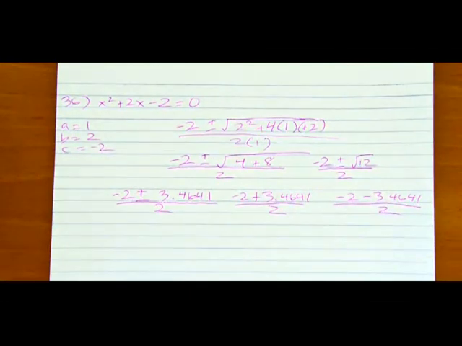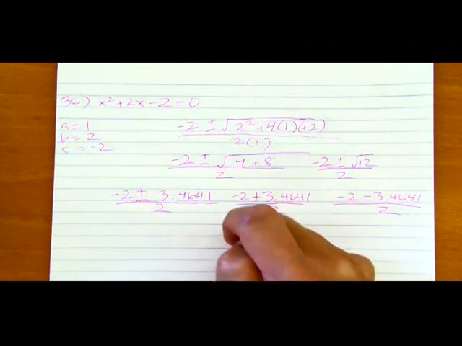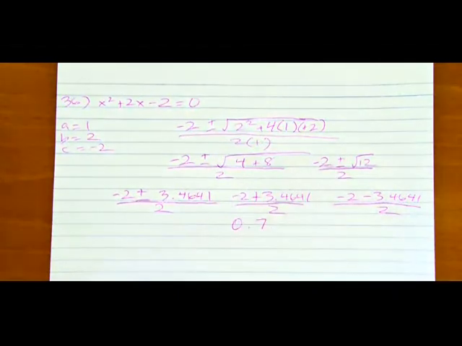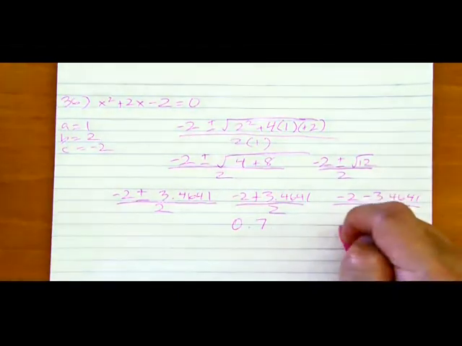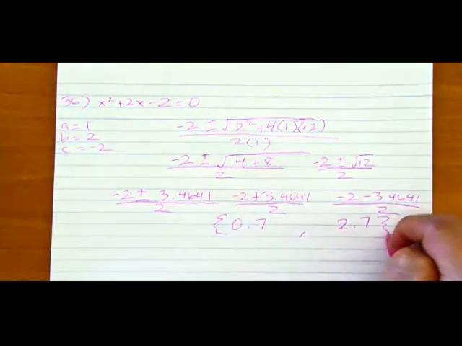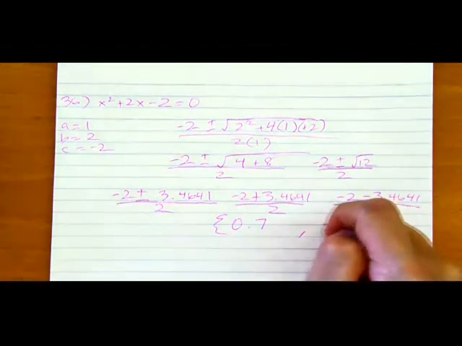So the first one, this is 0.7. It says round to the nearest tenth, so 0.7. The second one, 2.7. Oh, negative, sorry. Negative 2.7.